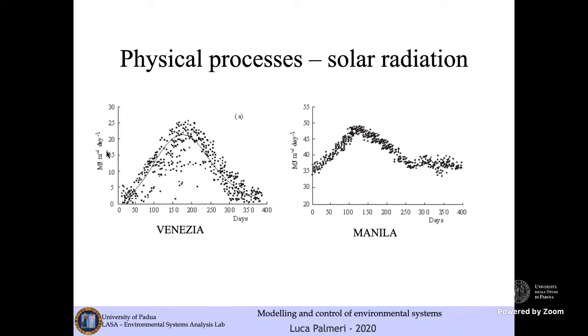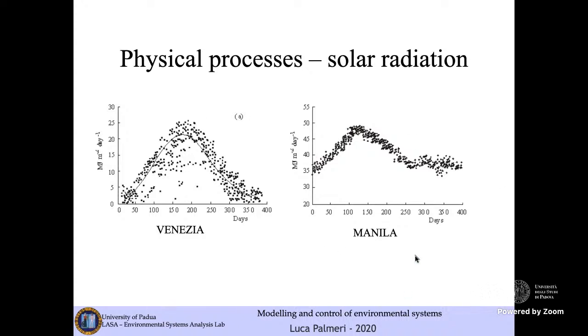So these are density of energy flows. In Venice, near my hometown, these are real data, so you can quite well approximate them with a bell-shaped function.